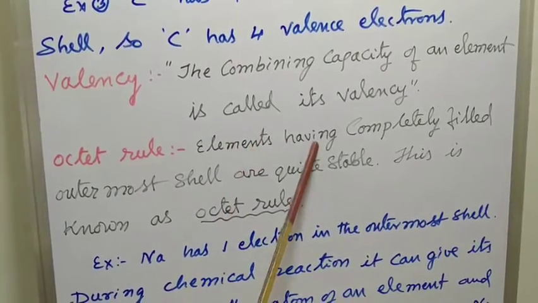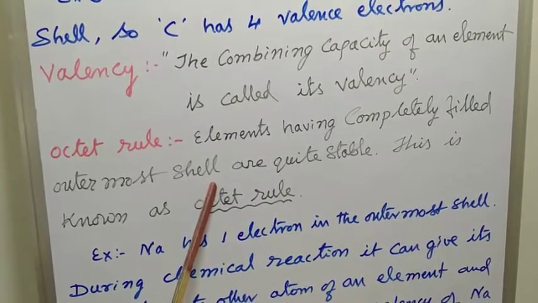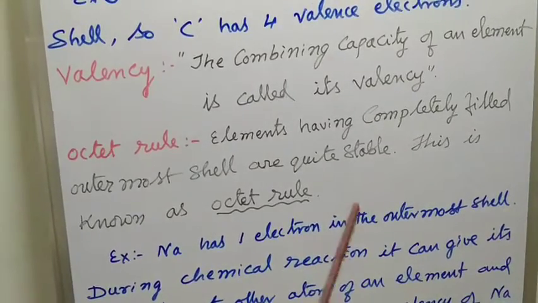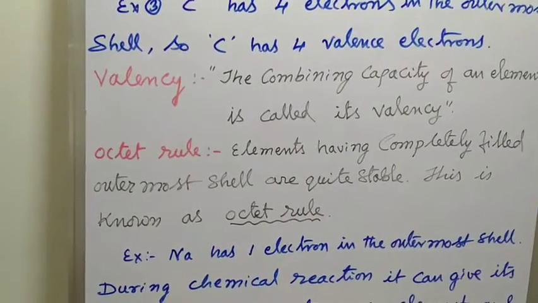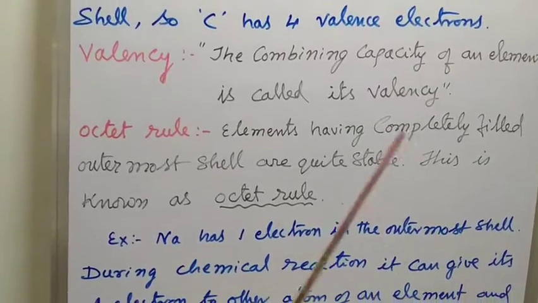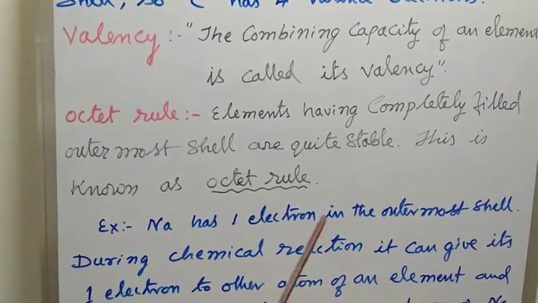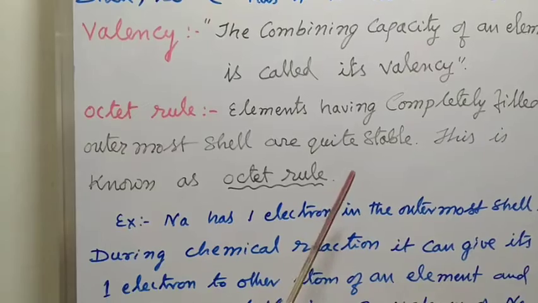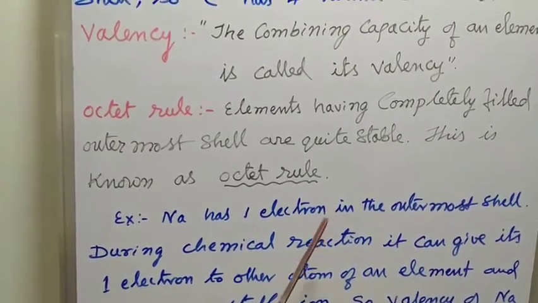That means elements having a completely filled outermost shell are stable. If there are 7 electrons in the outermost shell of an atom, it is very active to take one electron. For example, if there is one electron in the outermost shell, it is ready to give out one electron. So by taking or by giving, it tends to get an octet. That is the octet rule. Octet means 8 electrons in the outermost shell. Then only it becomes a stable atom.